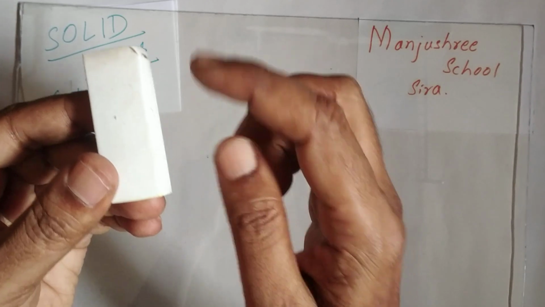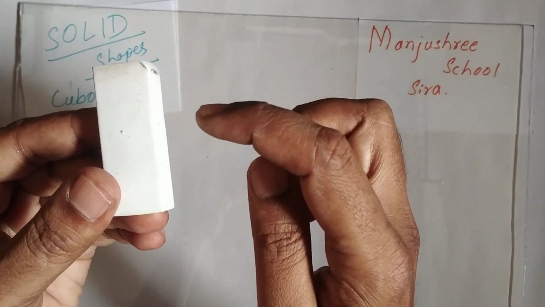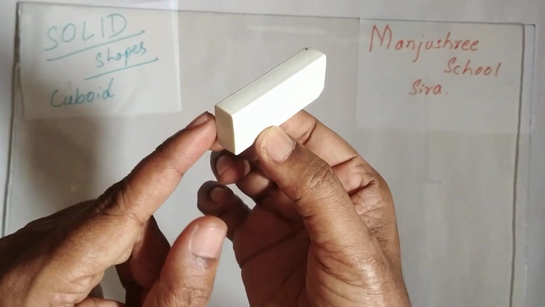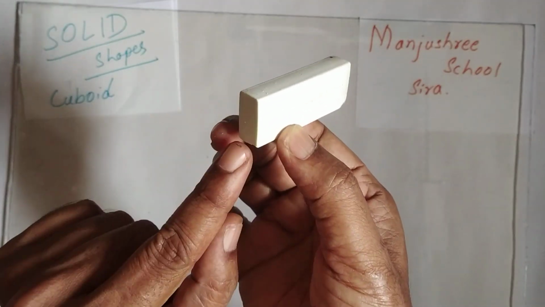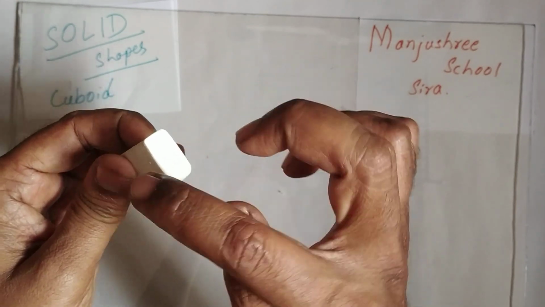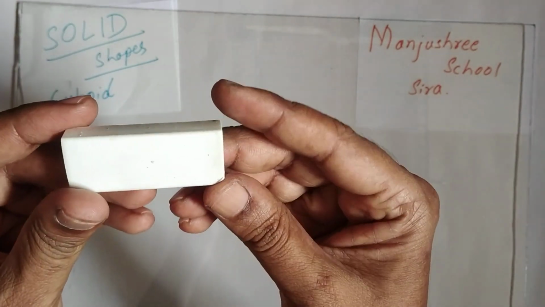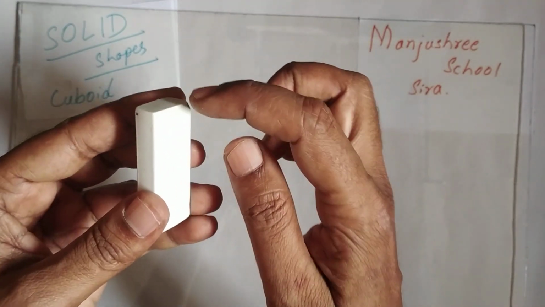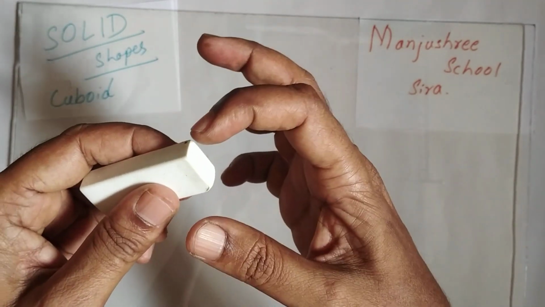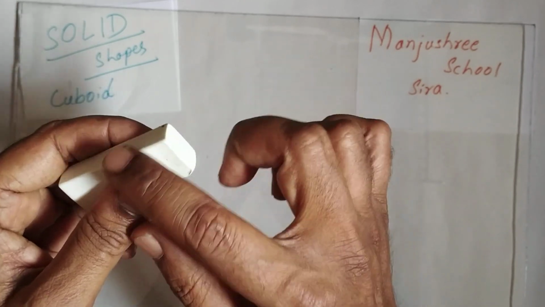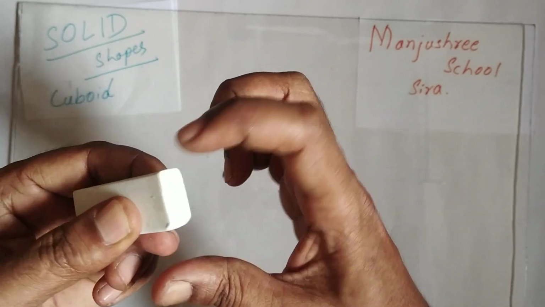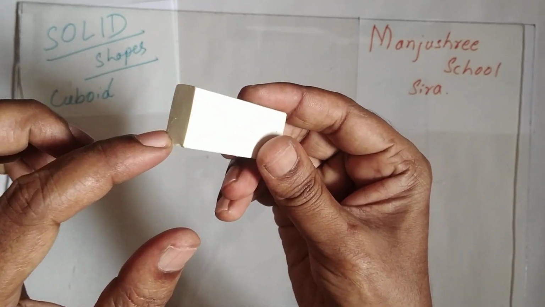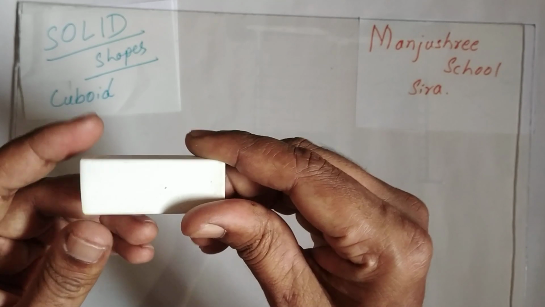Okay, you can see the edges: 1, 2, 3, 4, 5, 6, 7, 8, 9, 10, 11, 12. So these are all the edges. Okay, what about the vertices? Where the three edges meet, this is 1, 2, 3. This is one vertex, 2, 3, 4, 5, 6, 7, 8. So this is about the features of the cuboid.